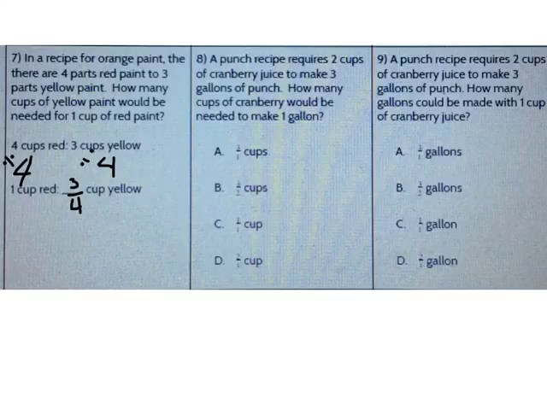Now let's look at number 8. A punch recipe requires 2 cups of cranberry juice to make 3 gallons of punch. How many cups of cranberry would be needed to make 1 gallon? Well, go ahead and write your ratios out. What's the ratio of cups of cranberry juice to gallons of punch? It's 2 cups cranberry to 3 gallons.